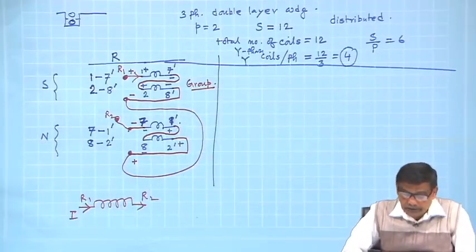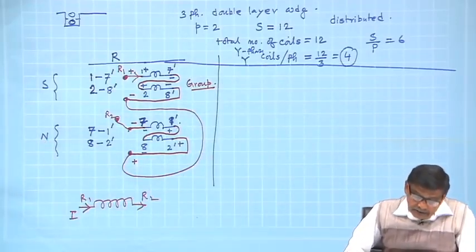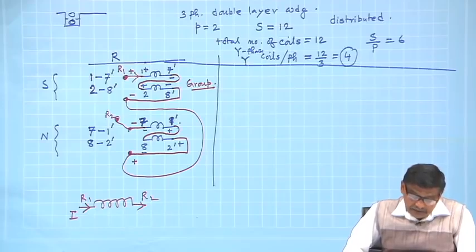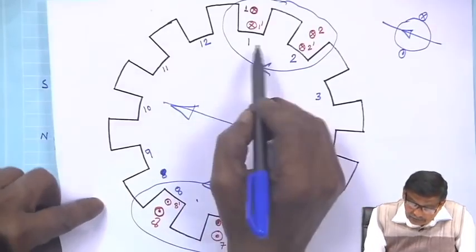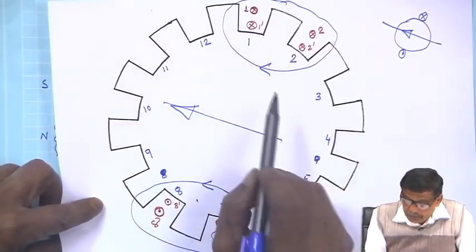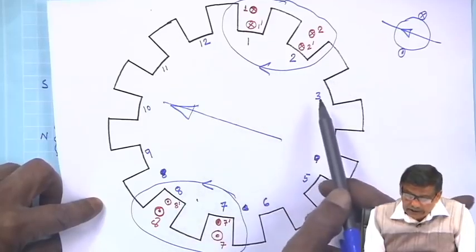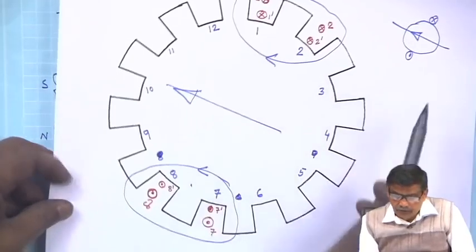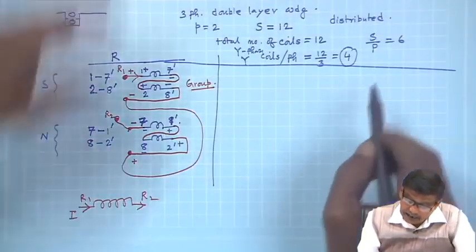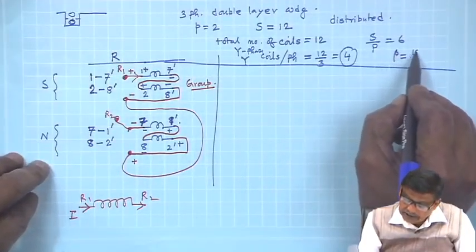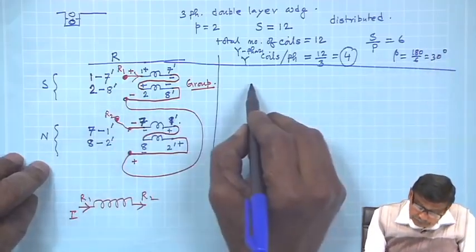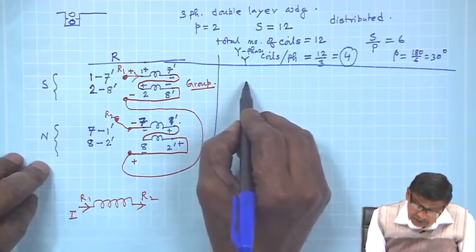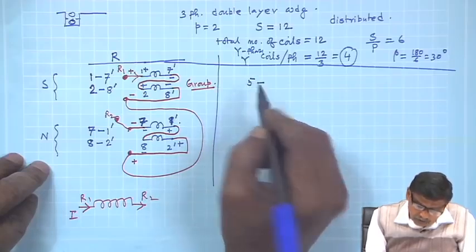For the Y phase, what is going to happen? The first coil of the Y phase will start after a gap of 120 degrees from the start of the R phase, and that must be 120 degrees electrical. So, after the 4th slot, 4 into 30 degrees, because angle beta is 180 by 6, 30 degrees. Therefore, the first Y coil must start from 1 plus 4, 5, and then of course all coils are identical.